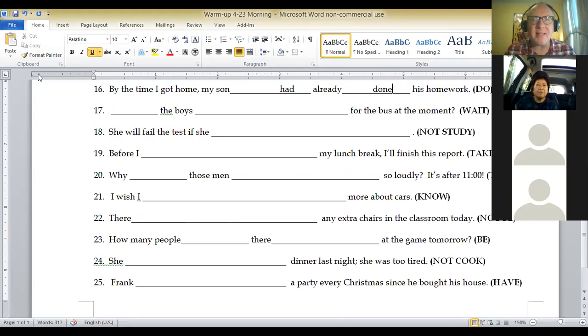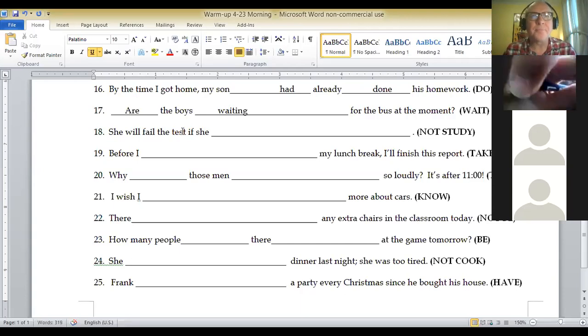Number 17 says at the moment. At the moment, what can we say? Are the boys waiting? Very good. Are the boys waiting for the bus at the moment?